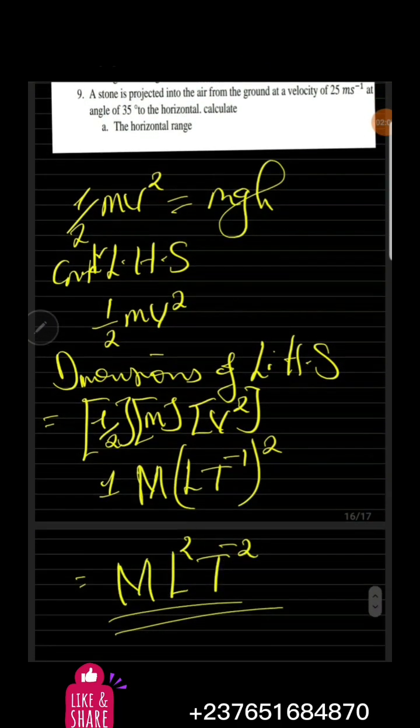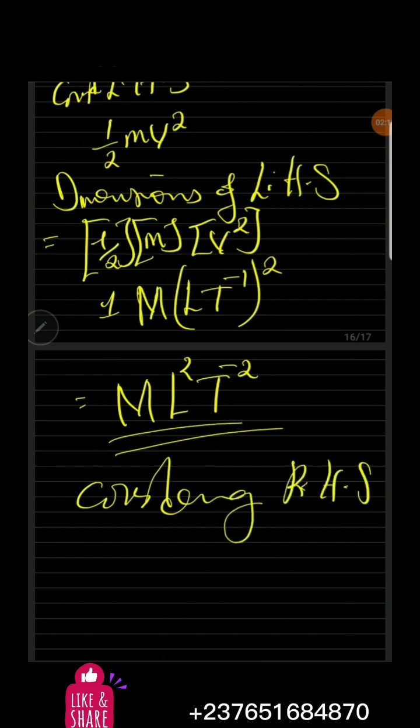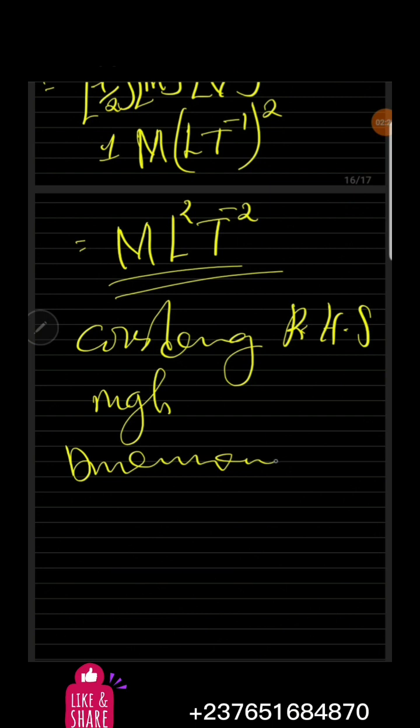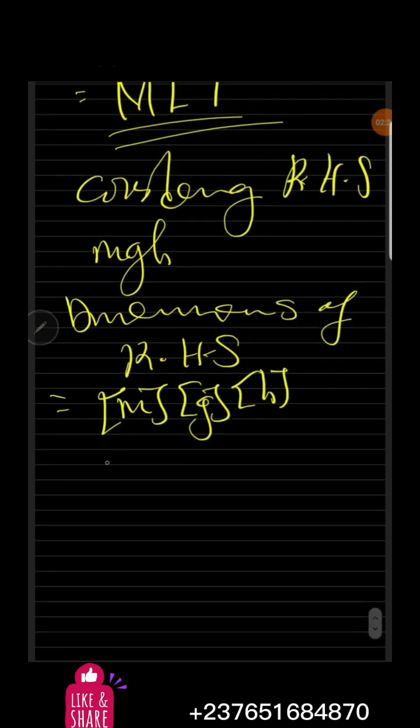So let us also check the right hand side. Considering the right hand side, which is mgh, the dimensions of the right hand side equal the dimensions of m, dimensions of g, and dimensions of h. Dimensions of m is M, and dimensions of g is acceleration.